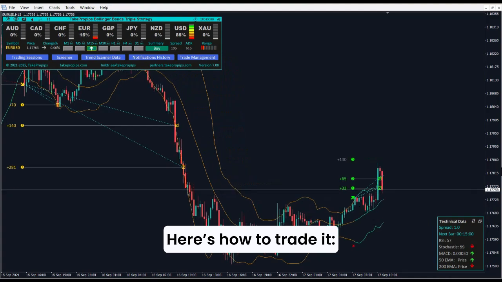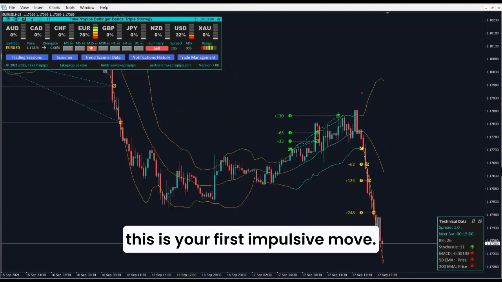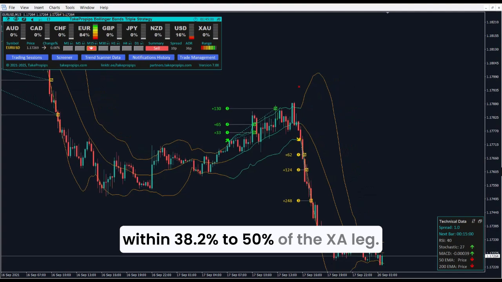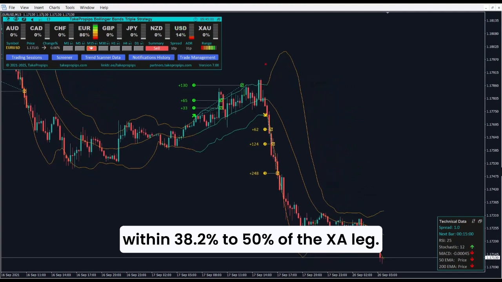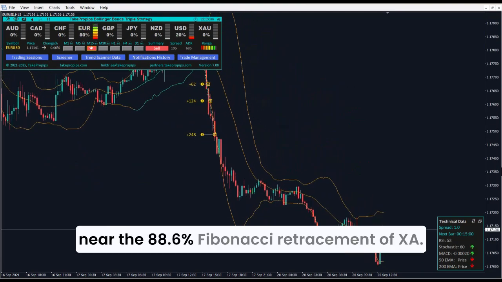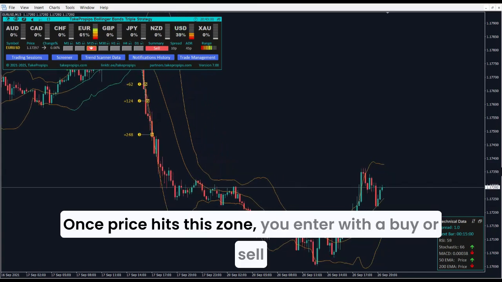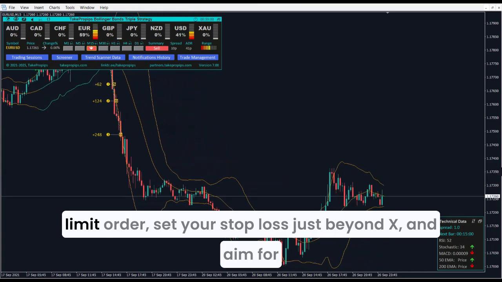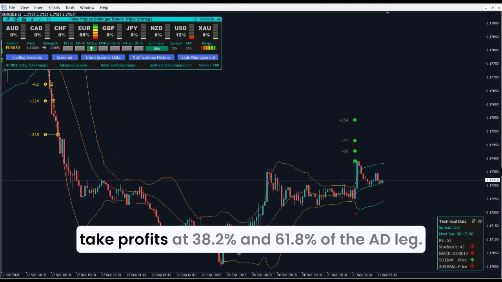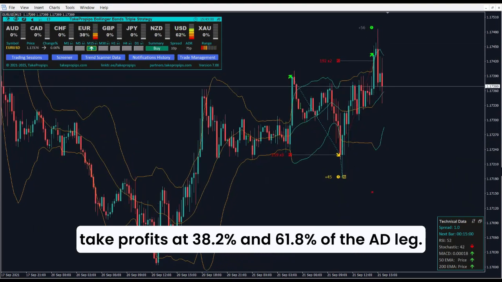Here's how to trade it. Identify the XA leg. This is your first impulsive move. Wait for the B retracement, which should stay within 38.2% to 50% of the XA leg. The magic happens at D, which lands near the 88.6% Fibonacci retracement of XA. Once price hits this zone, you enter with a buy or sell limit order. Set your stop loss just beyond X, and aim for take profits at 38.2% and 61.8% of the AD leg.